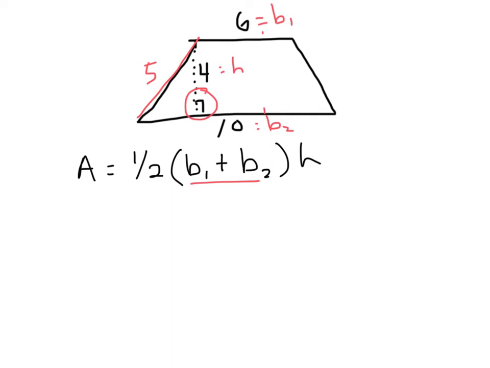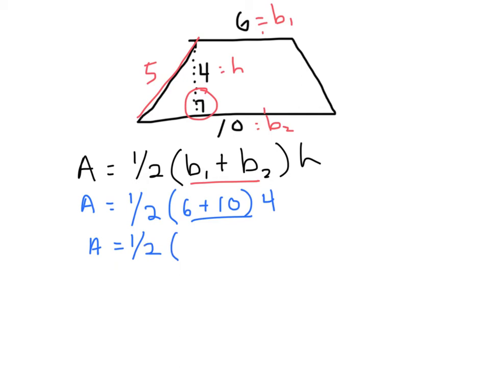So now that I have my pieces mapped out, I'm going to fill in and substitute in my numbers. Base 1 we said was 6, plus base 2, which is 10, times the height, which is 4. Now I'm ready to start doing some math. Order of operations, I'm going to go ahead and knock out that parentheses first. That's going to leave me with an area of 1/2, 6 plus 10 is 16, times 4.